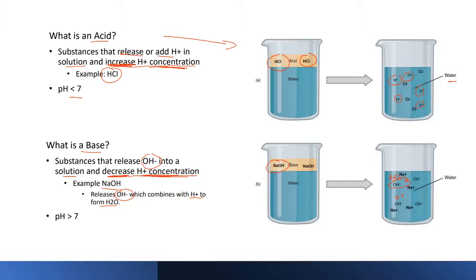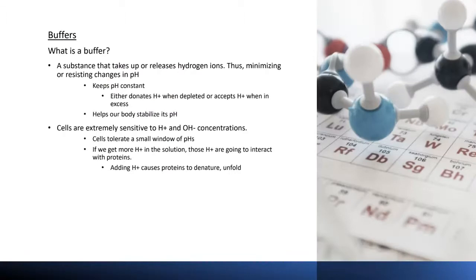Simple as that. And last but not least, let me talk about buffers. What are buffers? Why are they important? Buffers are very, very important because they are substances that take up or release hydrogen ions, thus minimizing or resisting changes in pH. In other words, a buffer is something that keeps the pH constant. It either donates hydrogen ions when depleted, or accepts hydrogen ions when in excess.